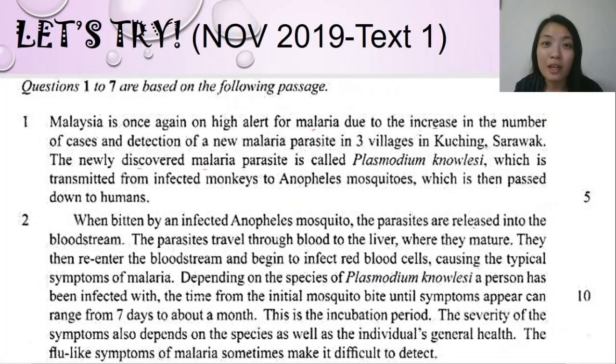Let us now attempt a text, and this is taken from the November 2019 paper. We'll be looking at text 1, which is about the true, false, not stated questions. And this section is actually one of the most difficult, which I think a lot of students find difficult to answer. Okay, what I will do is I will go through this text with you, and I think some of you or most of you already have this question, which is already given by your teacher, and I hope that you've already gone through it.